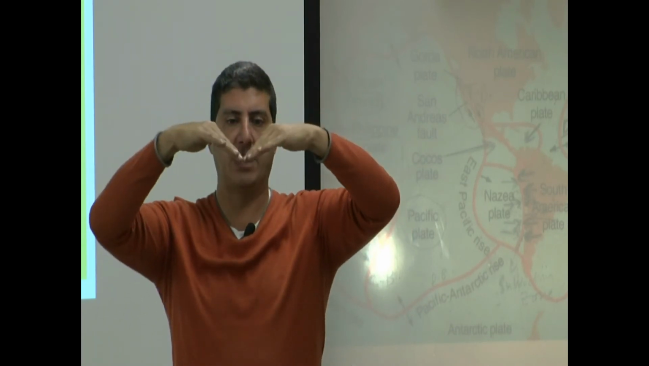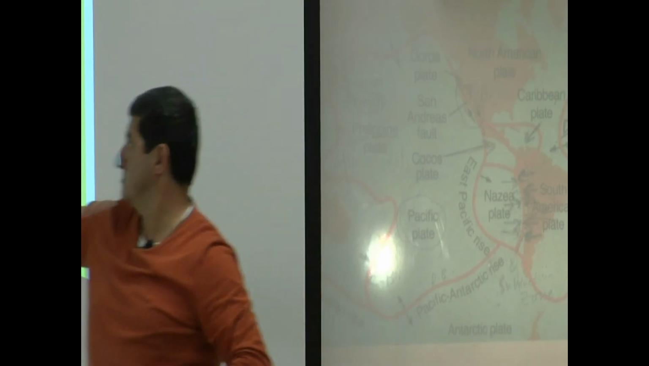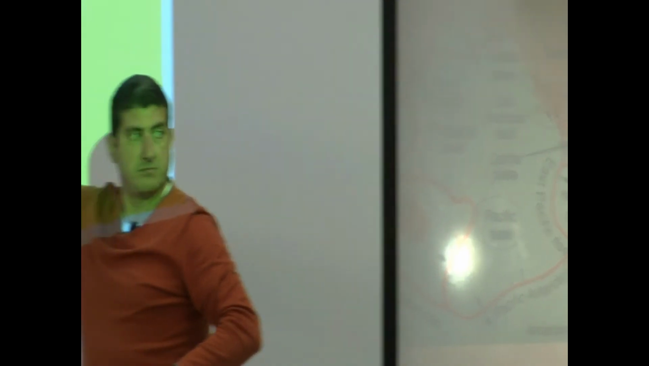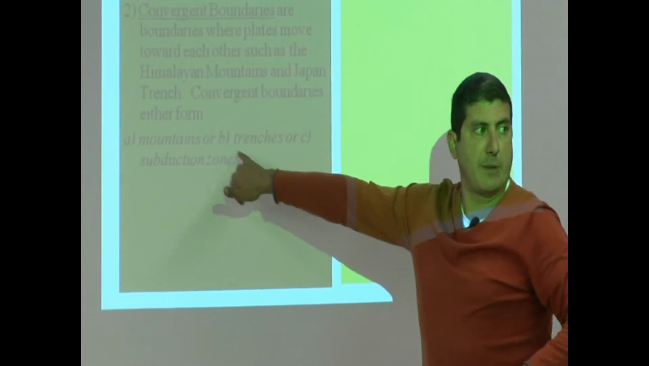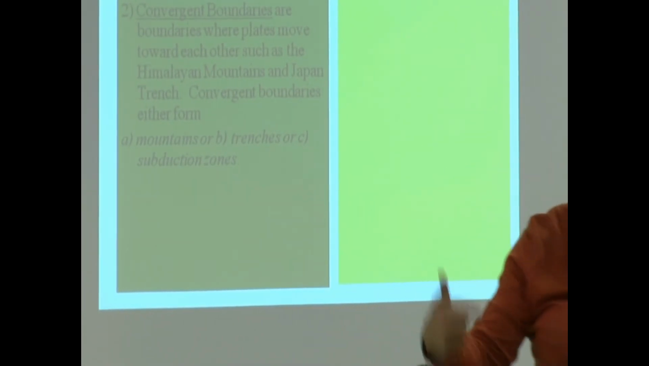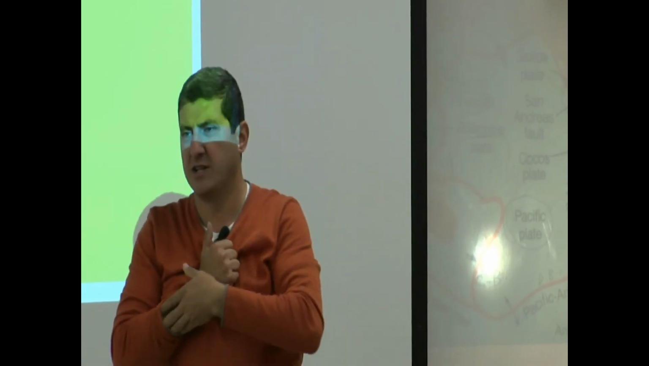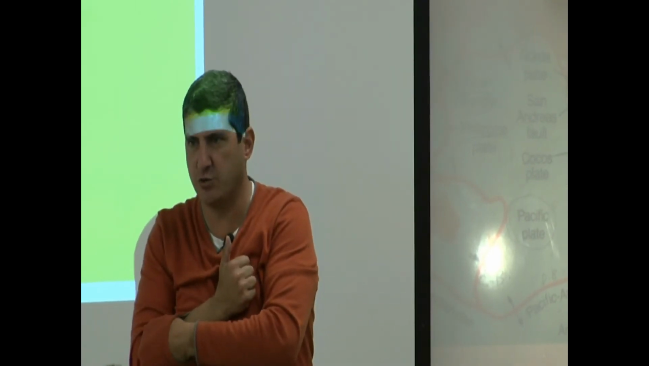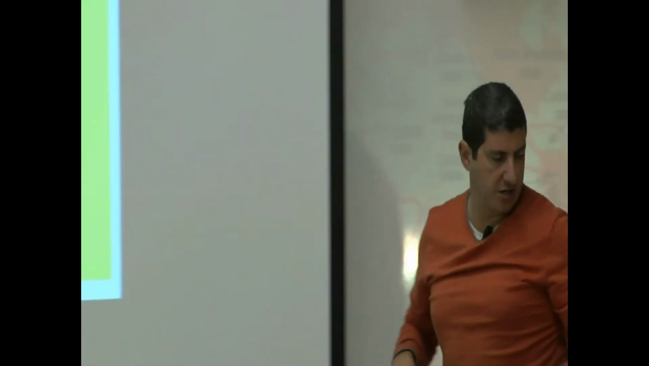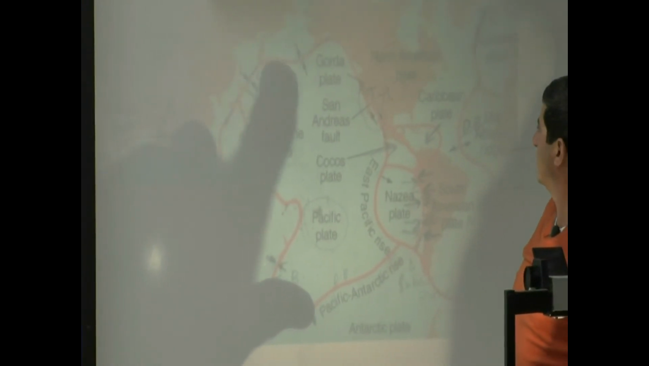Push each other down, you form what? Trench. Opposite of a mountain. What's a trench? It's in the middle of the ocean, the deepest part of the ocean. What is the deepest trench? Mariana Trench in the Pacific Ocean right here. You see here the trench? Japan Trench. These are the trenches in the ocean.